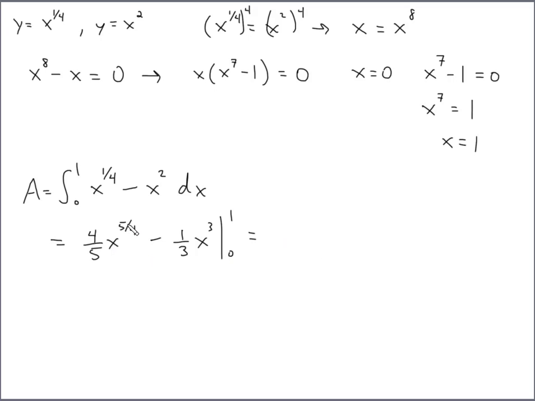If you plug in 1, well, 1 to any power is still 1, so we'll get 1 to the 5/4, 1 to the 3rd is 1. So basically our answer is just going to be 4/5 minus 1/3, which is 7/15. So the area between these two curves is 7/15.